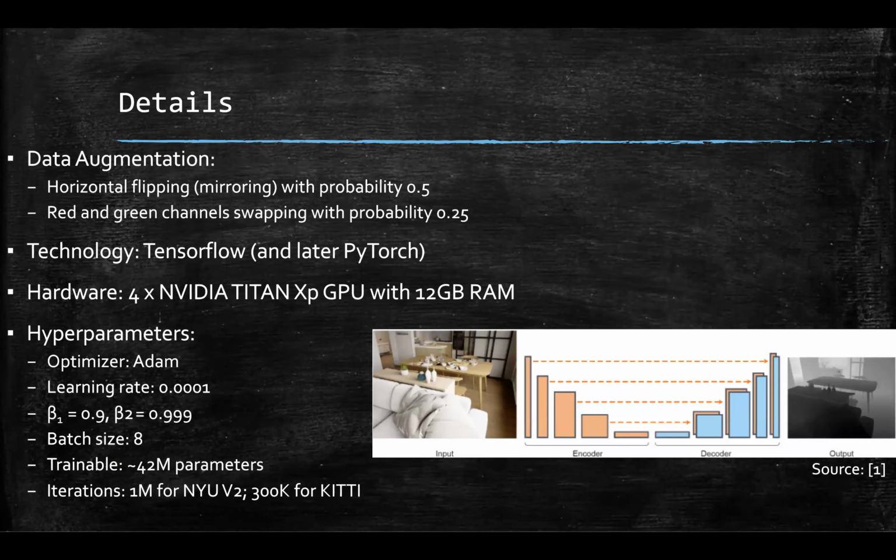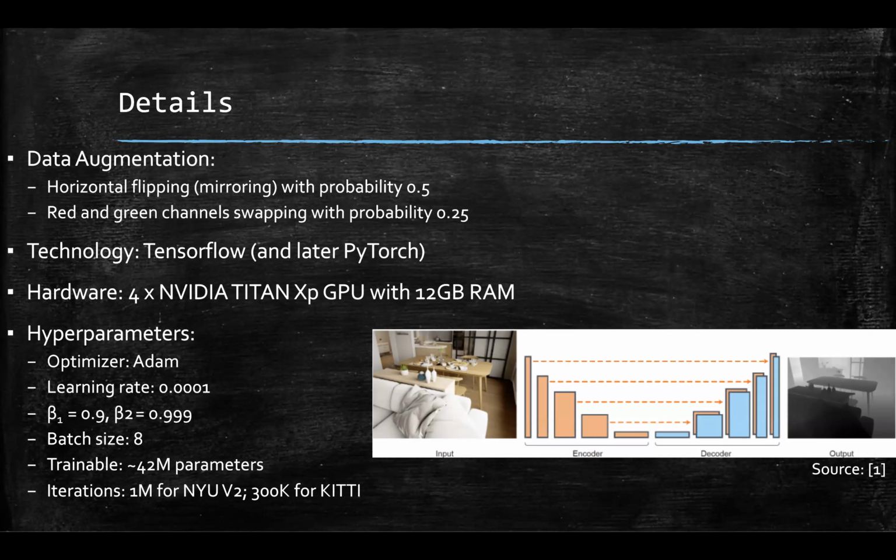Here are some implementation details. Well, the authors use data augmentation, and the reason for that is because the data sets for depth estimation at that time were really sparse. We didn't have much data. So one way to artificially add data is, of course, data augmentation.